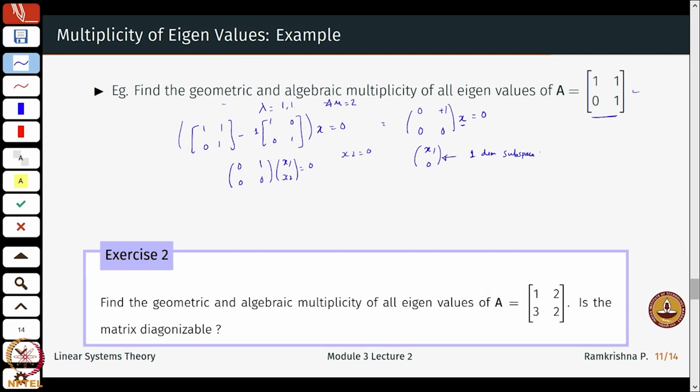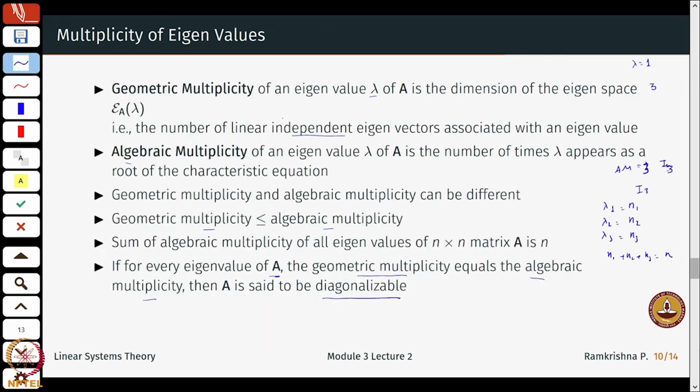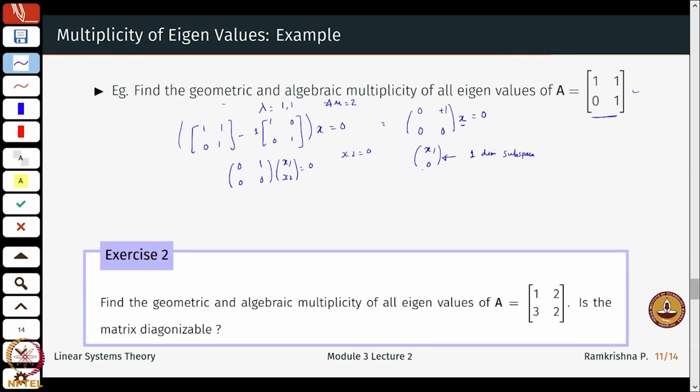Now let us go back to the definition. The algebraic multiplicity is simple, right? Just find how many times lambda equal to 1 occurs. The answer is 2. The geometric multiplicity is the dimension of the eigenspace, or the number of linearly independent eigenvectors. How many linearly independent eigenvectors can I get? Just 1. I can take x1 or multiples of x1. Any other eigenvector would just be a multiple of this. It could be (4, 0), (-4, 0), and so on. So the geometric multiplicity here is 1 and the algebraic multiplicity is 2.